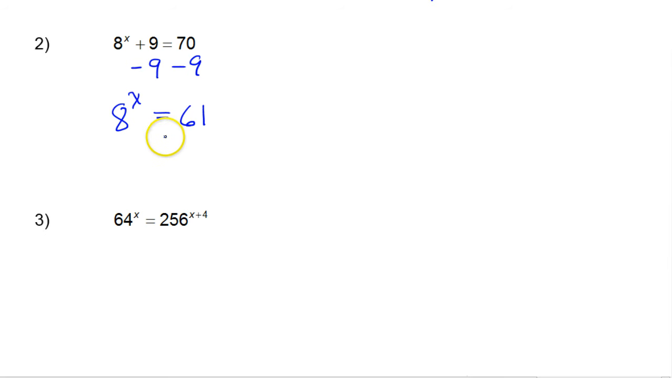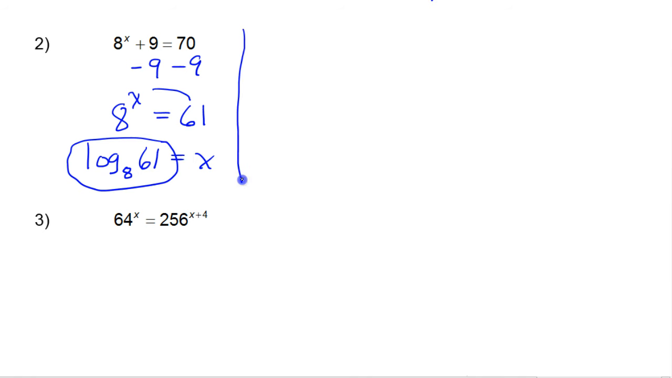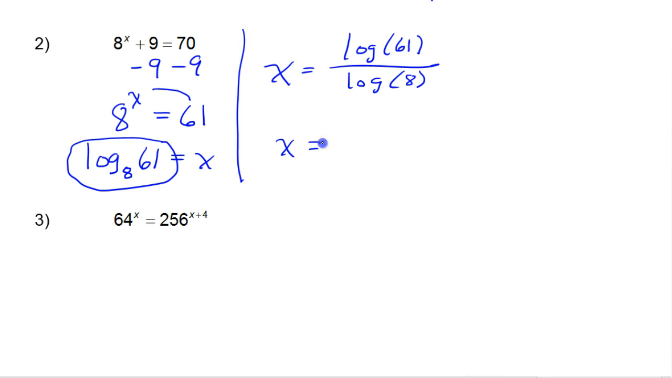Okay. Nothing left to do but rewrite this in log form. So this would make log base 8 of 61 is equal to x. You know how these two sort of switch sides. Most of us, in order to put this in the calculator, we're going to have to use the change of base formula. So we will do log 61 divided by log 8. If you put that in your calculator, you got 1.98. Okay, any questions about that?